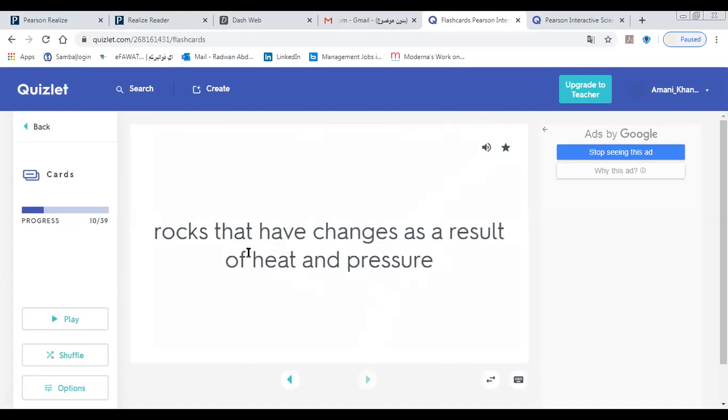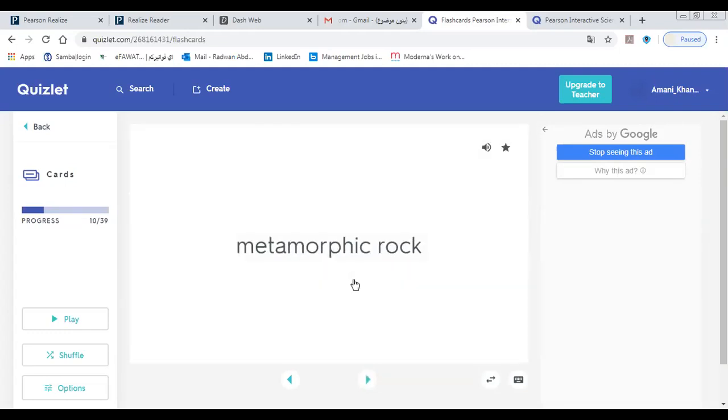Rocks that have changed as a result of heat and pressure. What is it? Metamorphic rock. Yes.